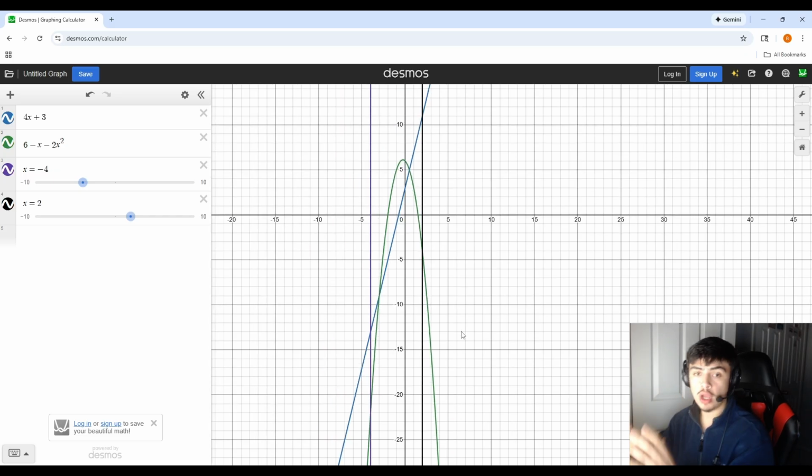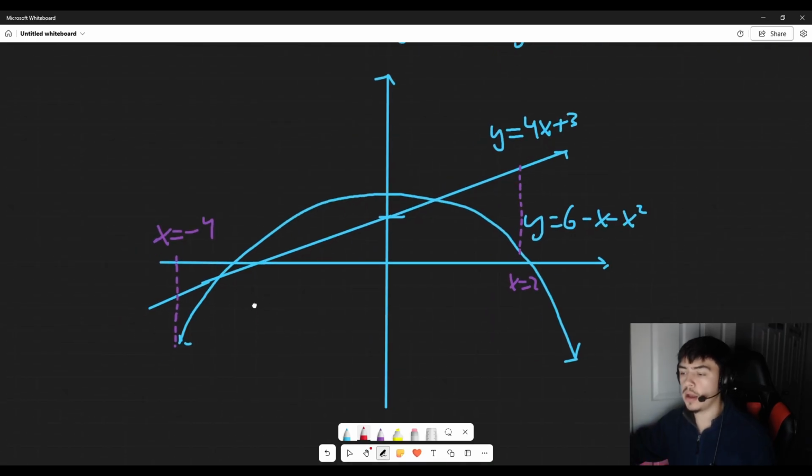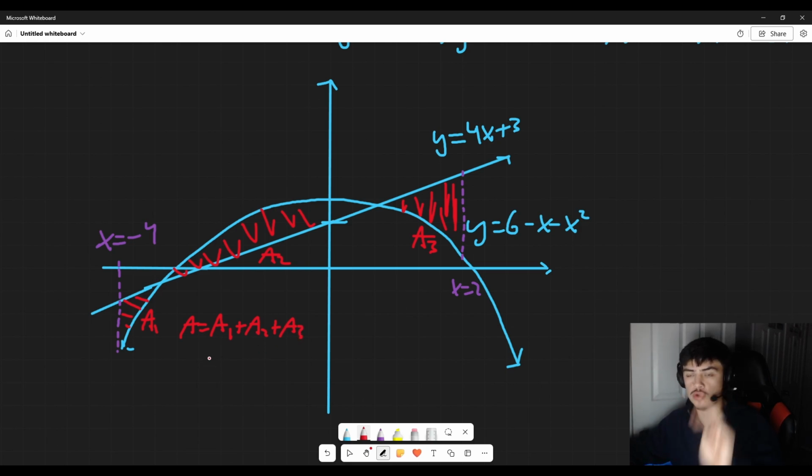So going back to drawing it, now that we know what it looks like, I went ahead and drew the functions out for you guys, so I didn't take too much of your time. But now, like I said, we're going to be calculating the area between here, the area between here, and the area between here. We're going to call this area 1, this area 2, and this area 3. So we need to go ahead and add up all these areas to find the total area, meaning we'll have to calculate 3 integrals.